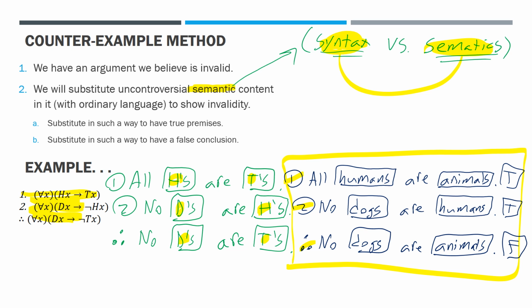syntactic content is invalid. It's pretty simple, but of course some arguments can become very, very complicated, and it's not always so easy to know what to substitute. But the best way to go about this, in my mind, is just to choose very simple things and then go from there. But like anything, it does take some practice.